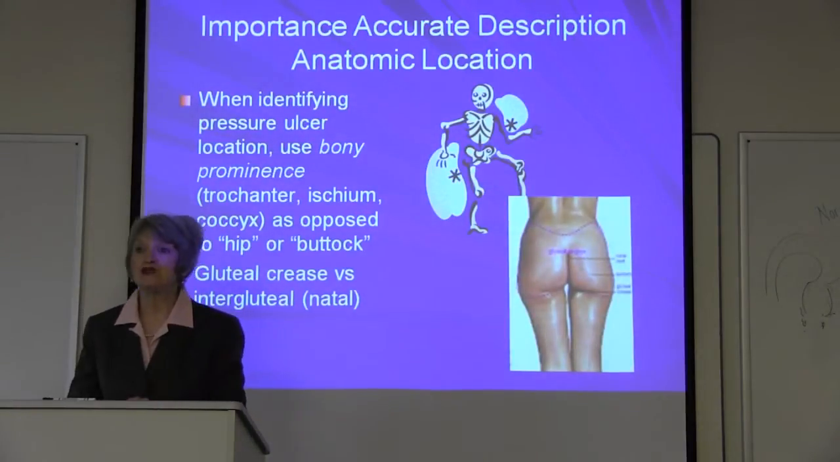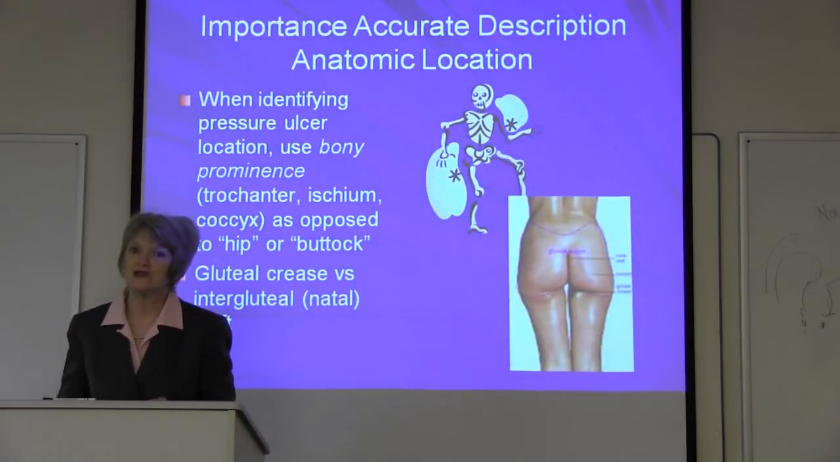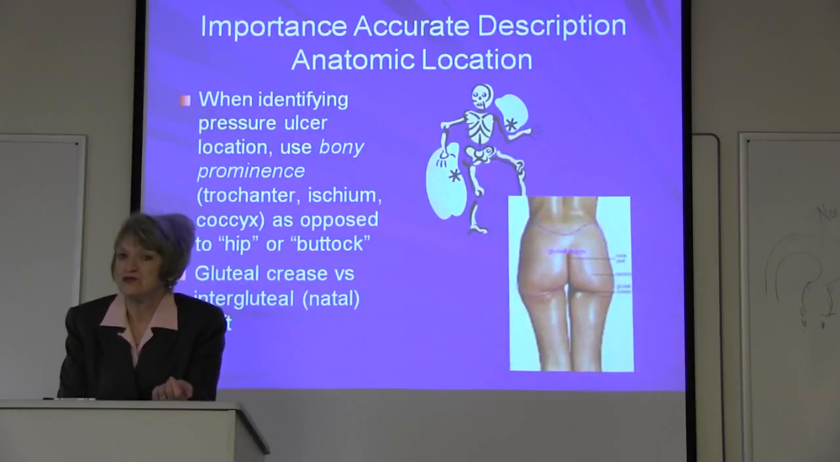One other thing I want to mention in relation to terminology is you want to make sure that as the wound care nurse, you are always using correct anatomic designations. It's very common to pick up a chart and see where people have documented that there's breakdown on the hip or there's breakdown on the buttock, and you're not really sure exactly where it is.